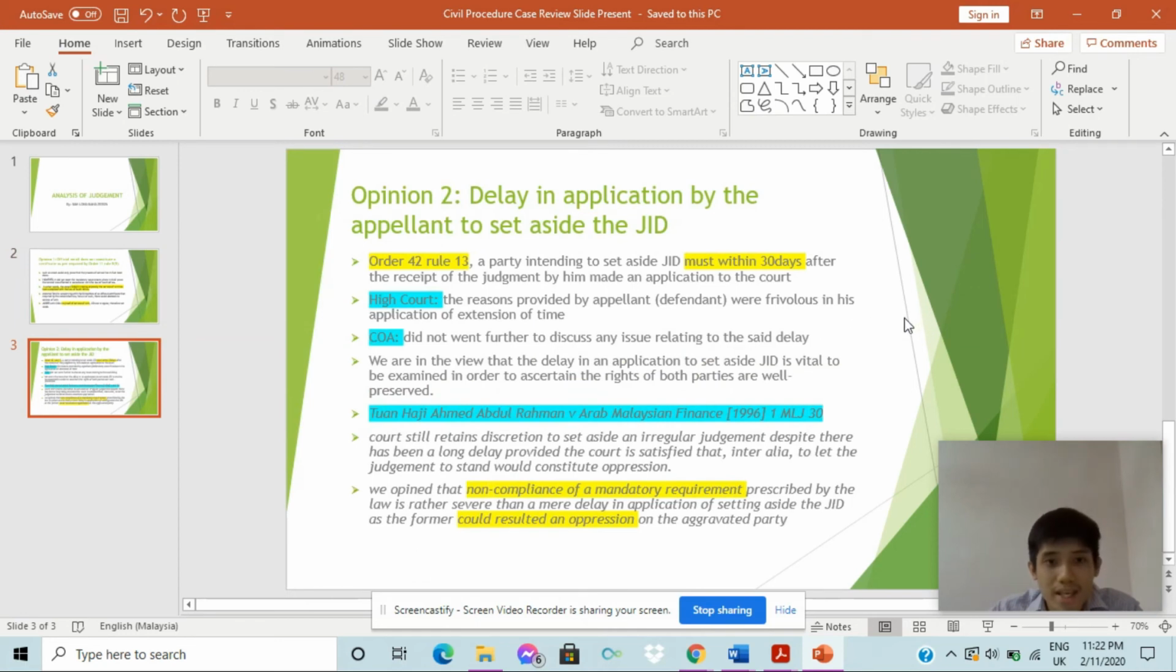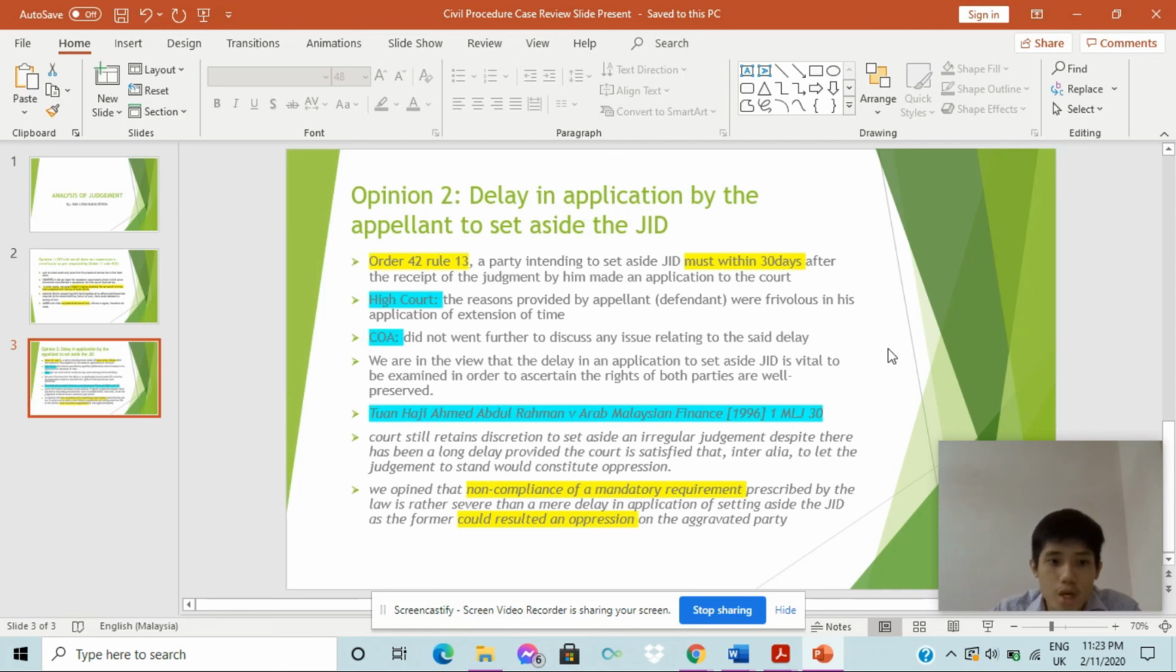Secondly, pertaining to the issue of delay in the application by the appellants to set aside the judgment in default. This issue was discussed in the High Court, and the High Court turned down the application for extension of time by the appellant, as the appellant had exceeded the prescribed 30 days in filing such application. However, the Court of Appeal did not go further to discuss any issue relating to the delay. The decision of the Court of Appeal was a merit in the appellant's case because it set aside the judgment in default obtained by the respondent. With that, we would like to cite the case of Tuan Haji Ahmed Abdul Rahman, whereby the court held that the court still retains discretion to set aside an irregular judgment despite there having been a long delay, provided that the court is satisfied that such judgment would likely cause oppression.